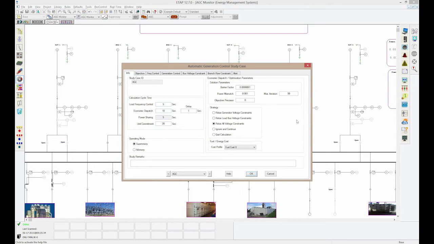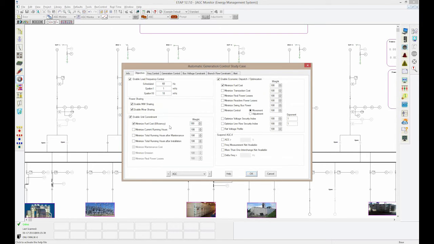The rest of these options are related to optimization, so I can essentially skip those. The most important one is the objective page, where we essentially define our objectives for frequency control, whether the power sharing is enabled or not, our objectives for starting and stopping generators. As you can see, is based on fuel cost and running hours, including maintenance considerations. And then finally, economic dispatch or optimization objectives, which is based on, again, multiple objectives such as fuel cost and real power loss and so on.